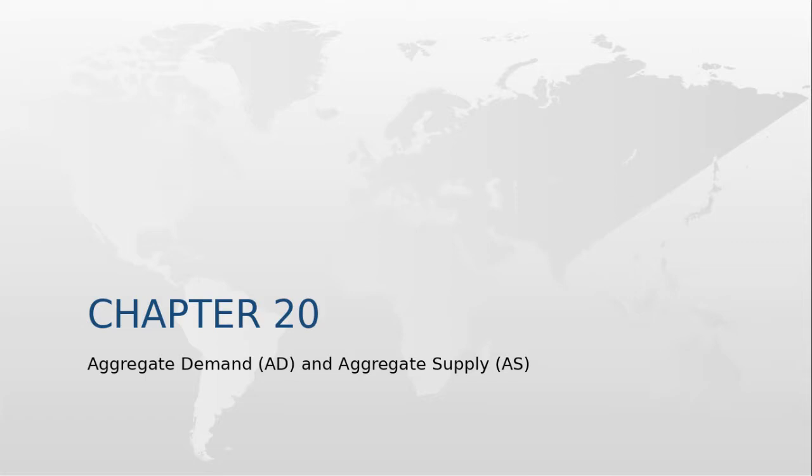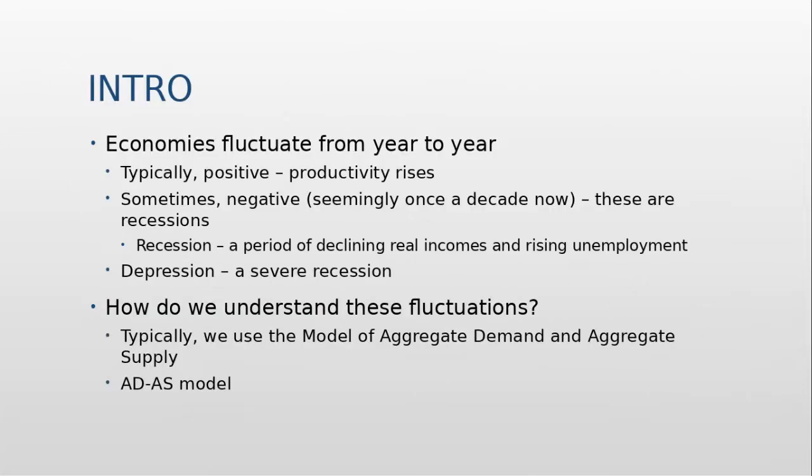Chapter 20 introduces us to the model and the main tool we use to analyze these fluctuations. This is the aggregate demand and aggregate supply model. Now, why do we need a model for macroeconomic activity? Well, the reason is that economies fluctuate from year to year, typically positively, meaning that productivity rises. Sometimes, however, these fluctuations can be negative. It seems about once a decade now.